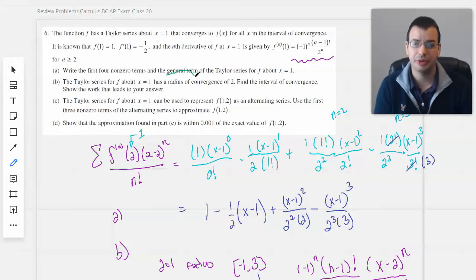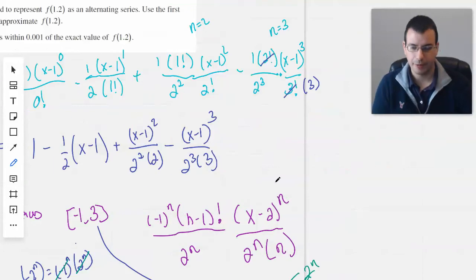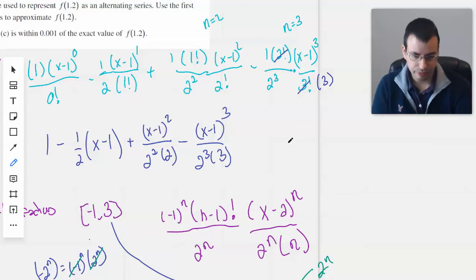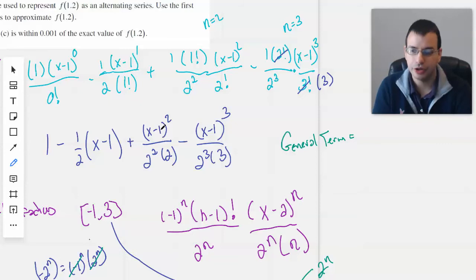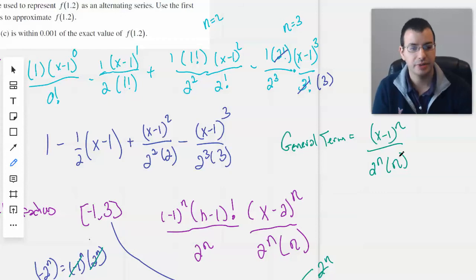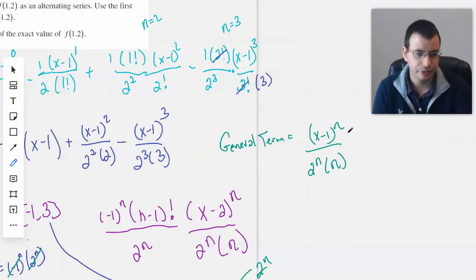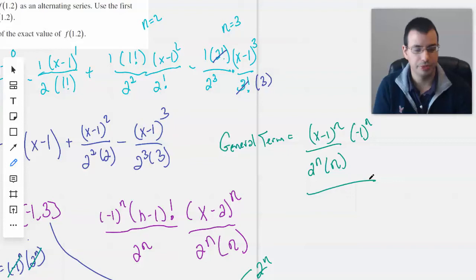And the general term. Oh, we need to find the general term. So general term equals, so this is going to be (x minus 1) to the n over 2 to the n times n, times (-1) to the n, because it's alternating. Okay, so this is the general term.